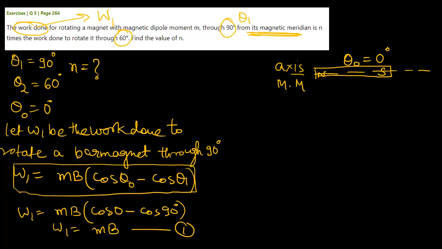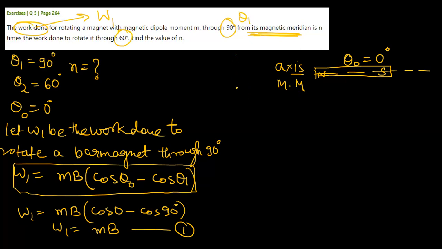So the first question says that the work done for rotating a magnet with magnetic dipole moment M through 90 degrees. From where is it rotated? From the magnetic meridian. Matlab, it is going from 0 to 90. Next, the question says, is n times the work done to rotate through 60 degrees. The same thing when it is rotated by 60 degrees.